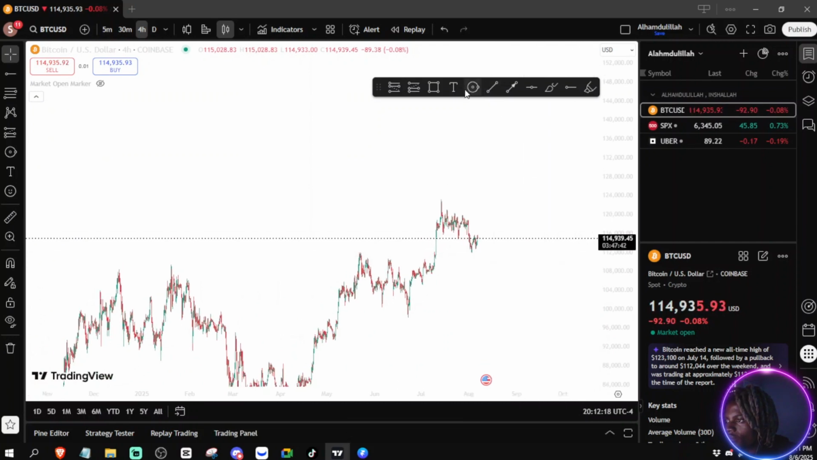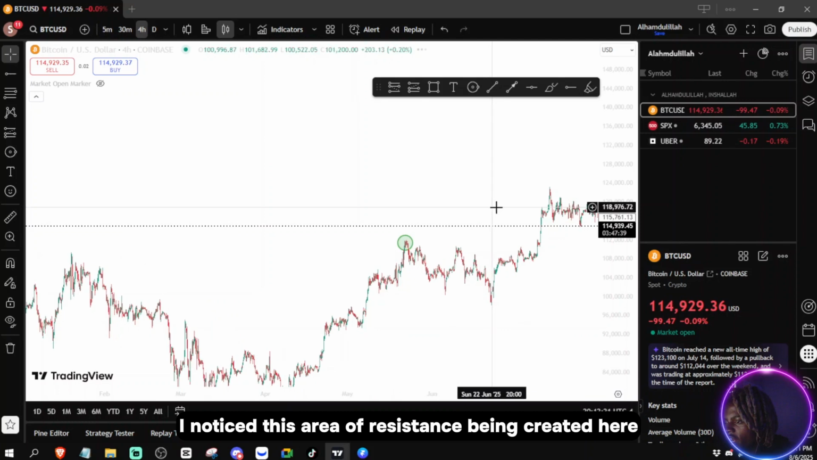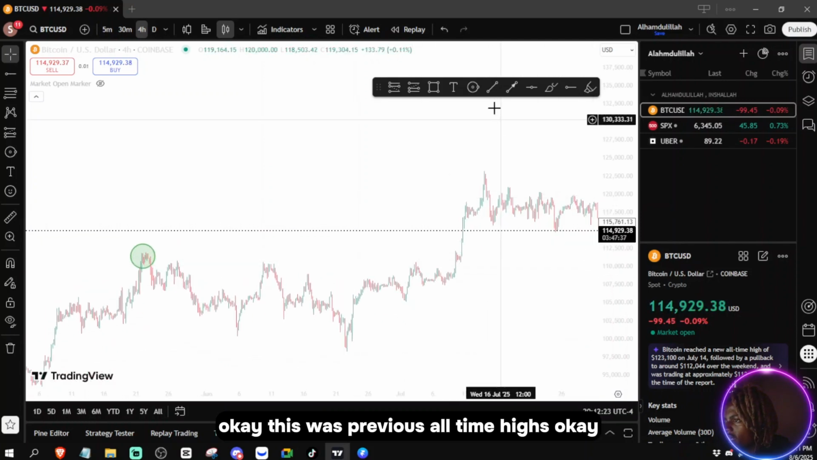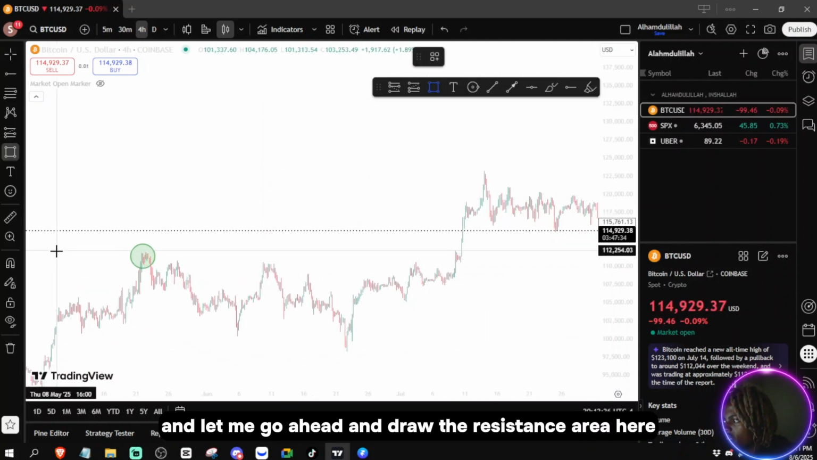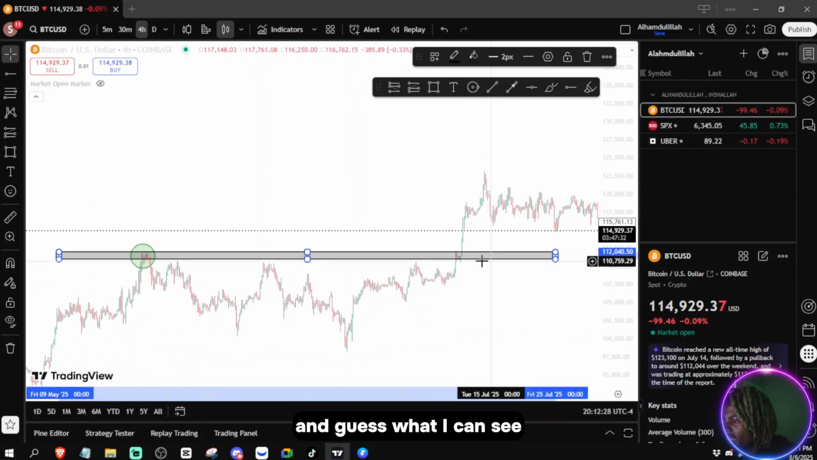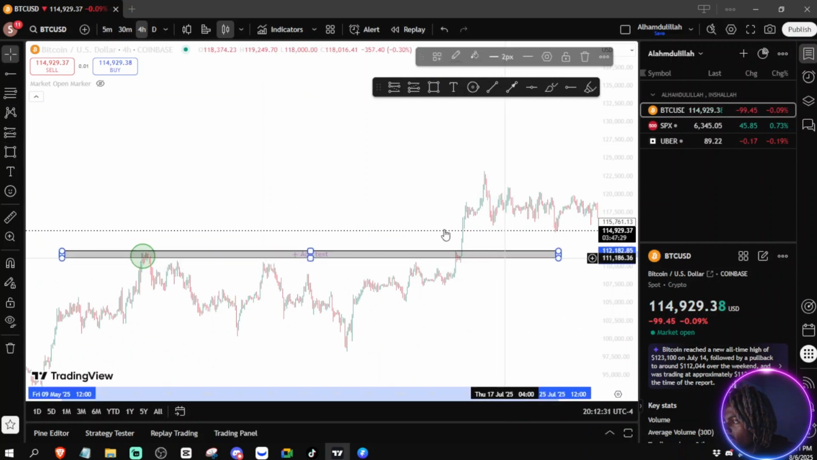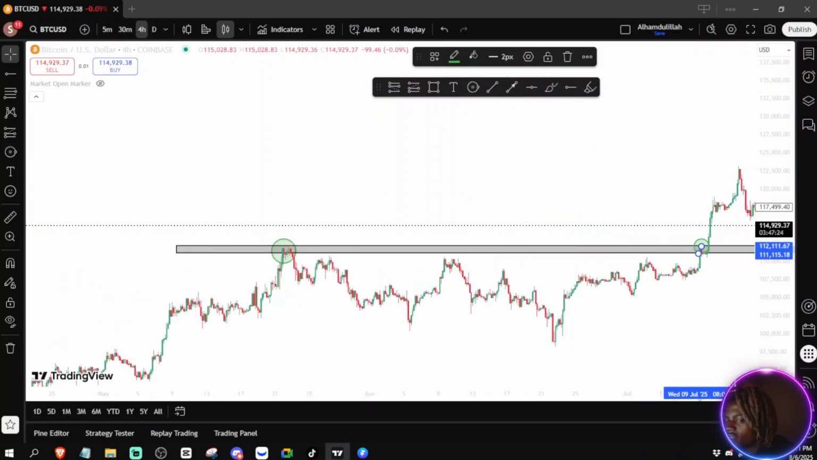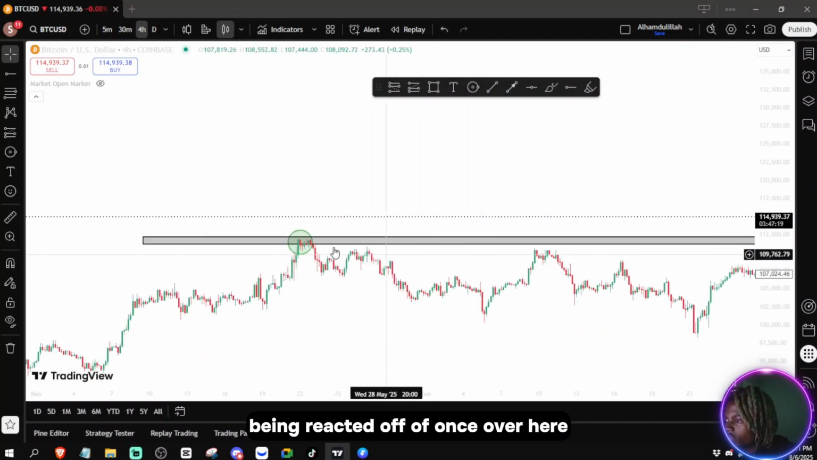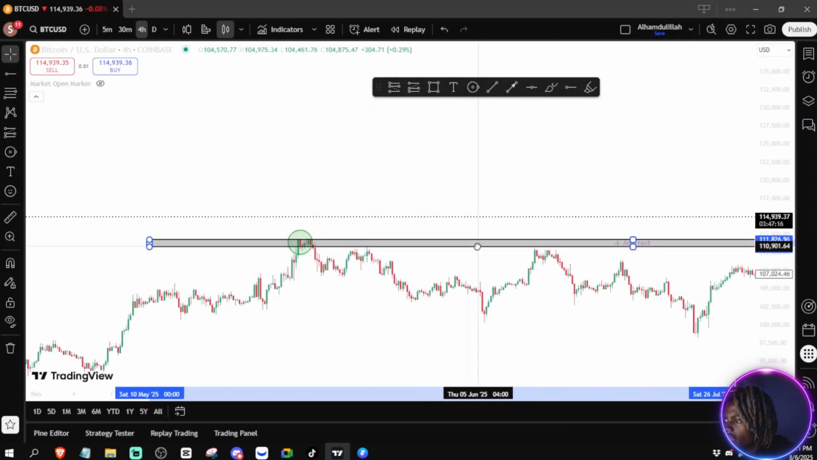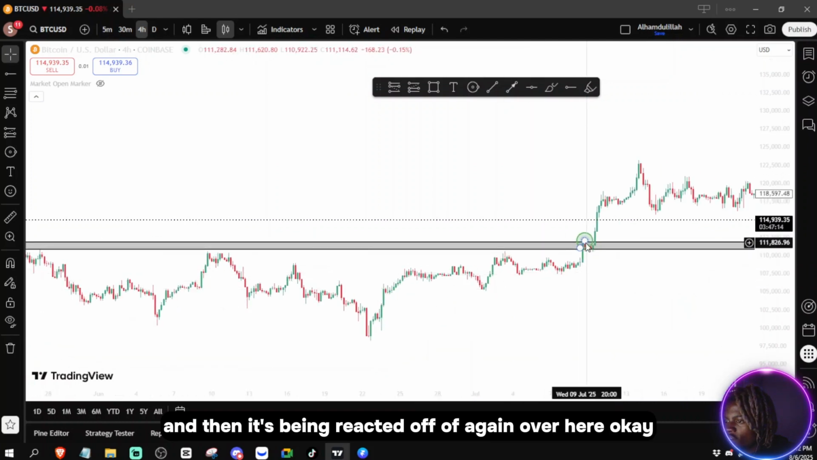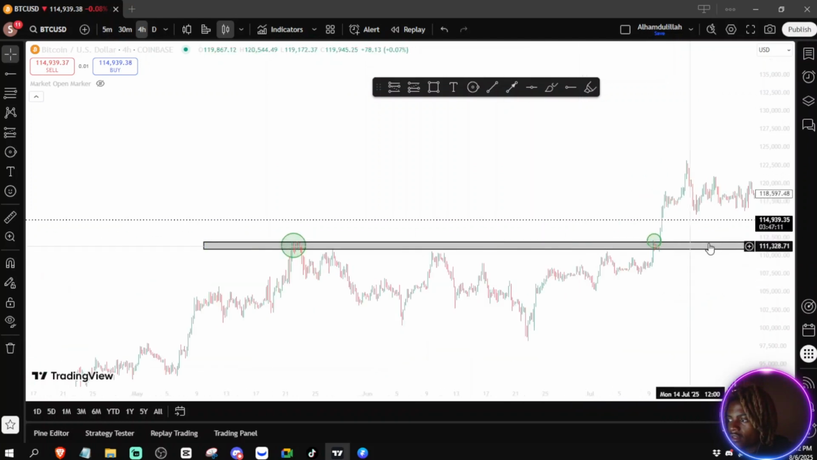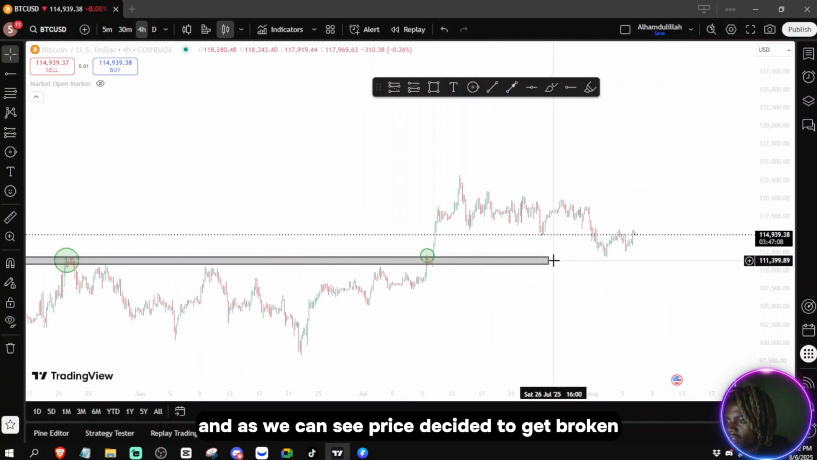So in Bitcoin, I noticed this area of resistance being created here. Okay, this was previous all-time highs. Let me go ahead and draw the resistance area here. And guess what? I could see the resistance area on my 4-hour here being reacted off of twice. So I have the resistance area being reacted off of once over here, and then it's being reacted off of again over here. And as we can see, price decided to break. Resistance got broken there, and cool.